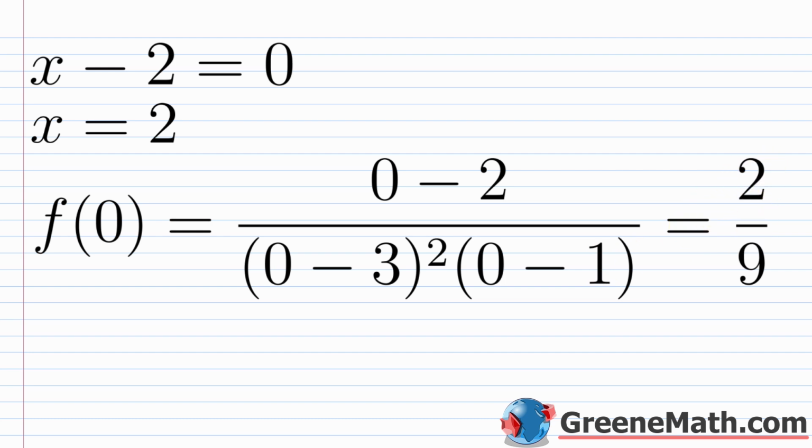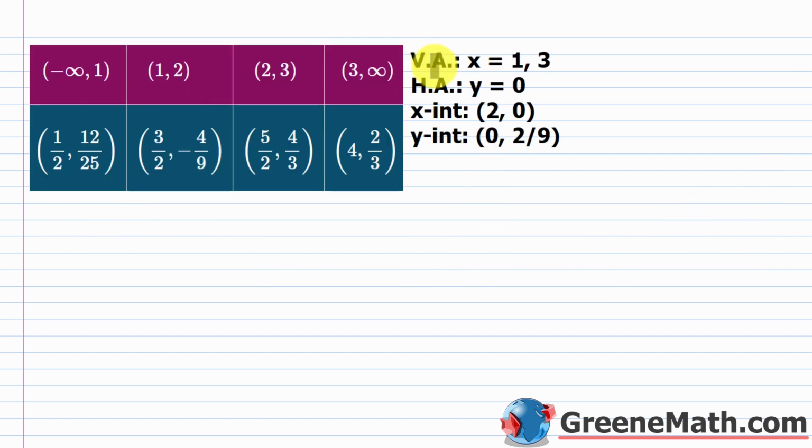So 0 comma 2/9. And just putting everything together, you have a vertical asymptote, which is x equals 1, and then also x equals 3. Again, this one right here is the one you want to put a star next to or something like that, just saying that the multiplicity of that 0 was 2. It's even, so it's going to have a different behavior than the other one. The horizontal asymptote is y equals 0, and that's because the degree of the numerator is less than the degree of the denominator. Then the x-intercept is 2 comma 0, the y-intercept is 0 comma 2/9.